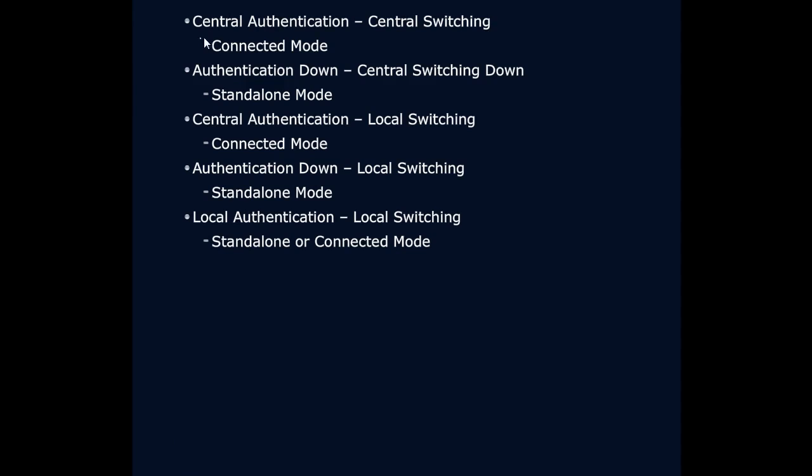So central authentication with centralized switching, that means everything's good, right? That means we're in full connected mode. So everything's fine. What happens when authentication is down and central switching is down? Well, then we're operating in standalone mode. The AP is operating in standalone mode.